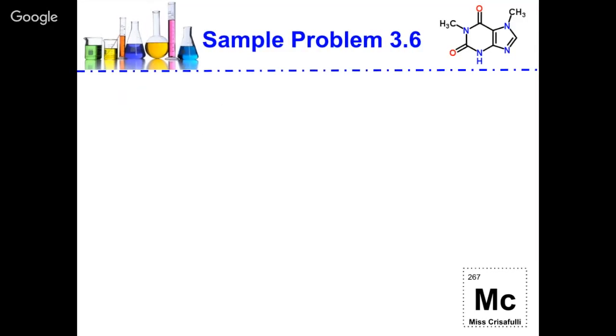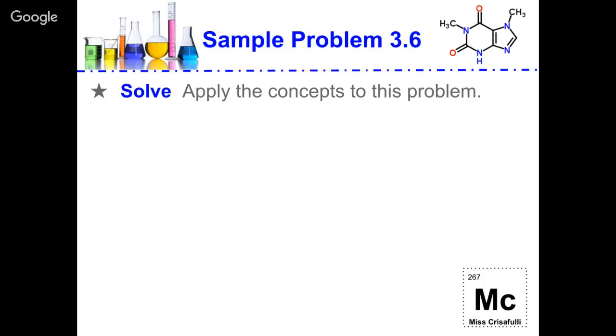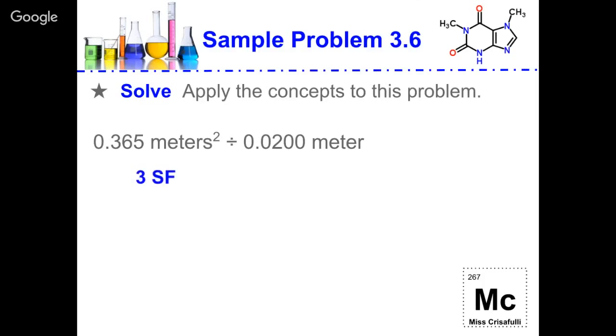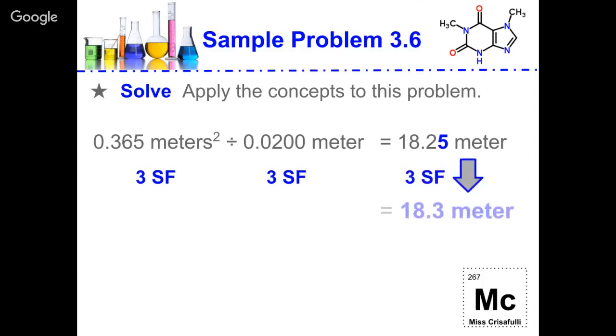And last problem. 0.365 meters squared divided by 0.0200 meter. This has 3 significant figures in it. This number also has 3 significant figures in it. So our answer needs to be rounded to 3 significant figures. And so we're going to round this answer to 18.3 meters.